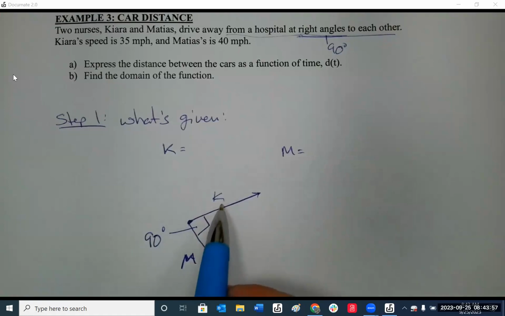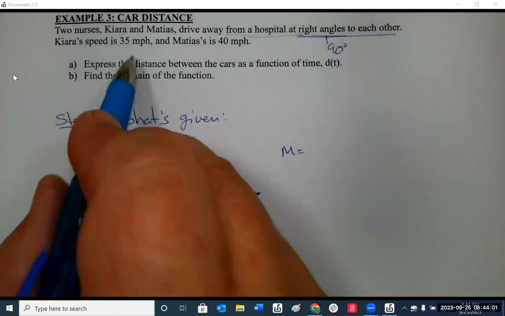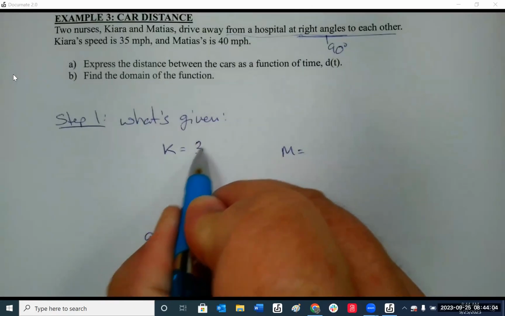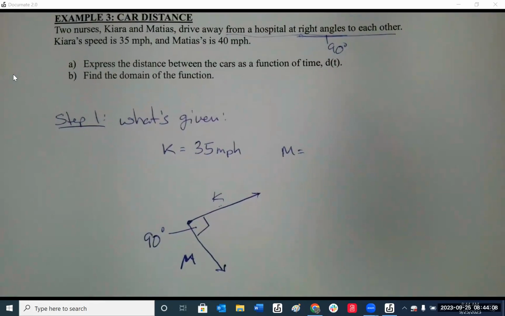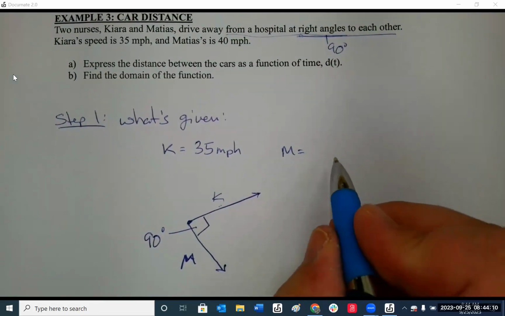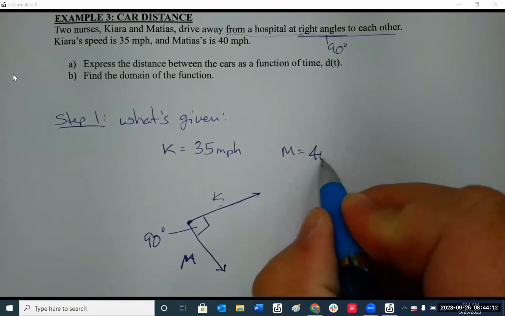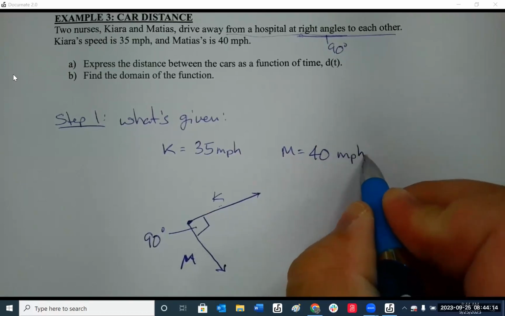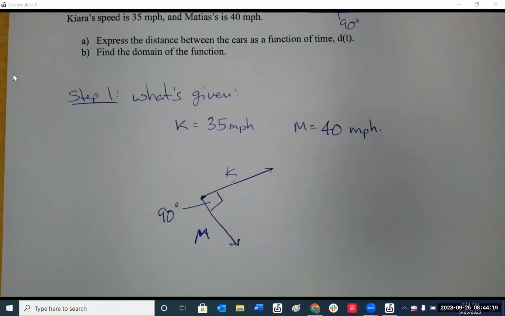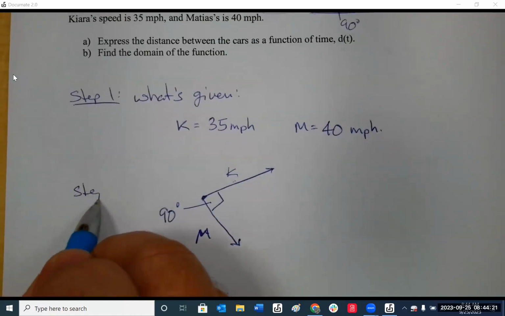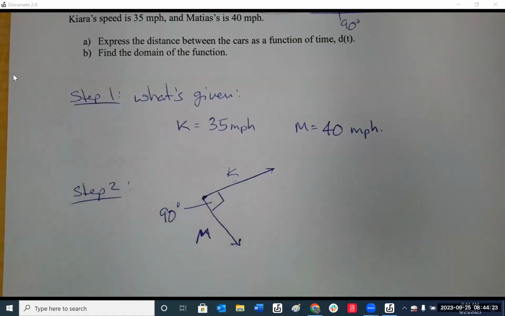Do we know anything about Kiara? Yeah, she's going 35 miles an hour. And Mateus is going 40 miles per hour. So here's our step 1 and step 2. We drew a picture of it.